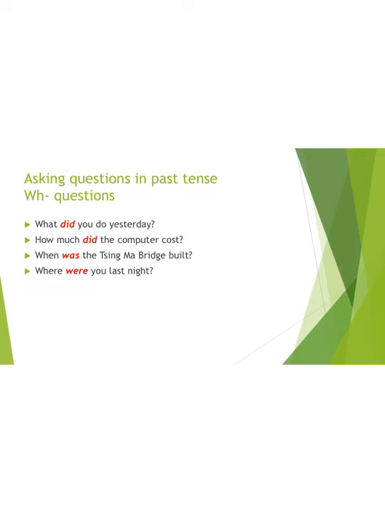For WH word questions, because we already have the word did in the question, we do not change the form of the verb. For example, what did you do yesterday? How much did the computer cost? Of course, we can use verb to be in WH word questions, such as when was the Tingma Bridge built? Where were you last night? For the third question, when was the Tingma Bridge built? The verb is in PP form because it is in passive voice, which you should have learned.